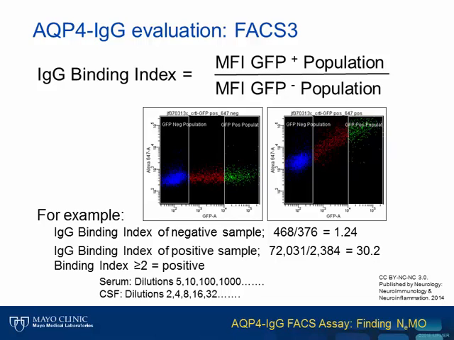So for example, in serum, if a patient is positive at 1 in 5, then we will perform the testing at a 1 in 10, 1 in 100, 1 in 1,000, and so on, dilution out to 100,000. And the point at which the binding index drops to less than 2 is considered the end dilution. In other words, the last dilution that is greater than 2 is considered the end point.